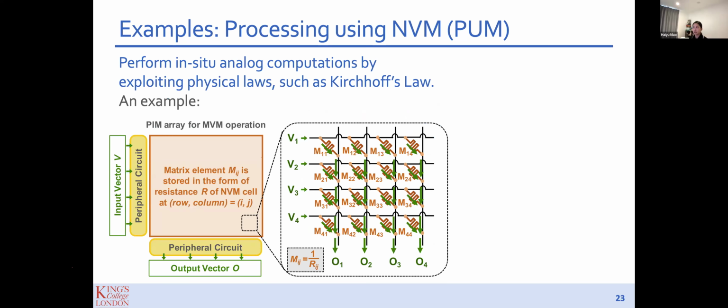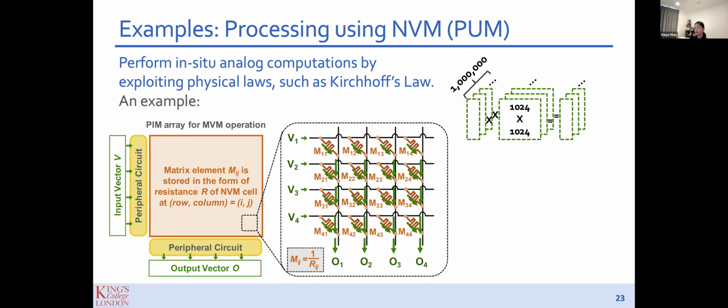So processing using NVM performs in situ analog computation by exploiting physical laws, such as Kirchhoff's law. Here's an example that I explained in the previous slide. Let's assume that we have a really large number of vector-matrix multiplications to do, which is very common inside machine learning applications or large language model applications, right?